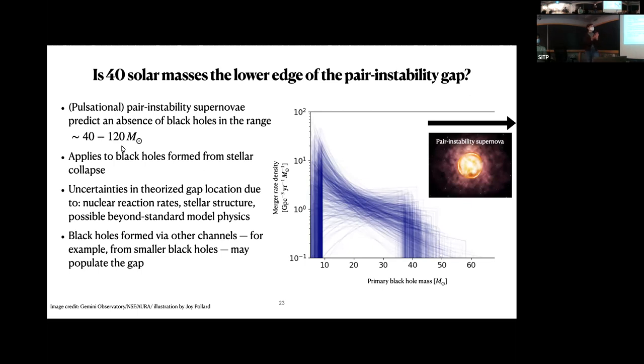And then also importantly, if you have black holes formed from other channels, they might populate the gap. So we already know from the very first detection of gravitational waves, we had a 30 solar mass black hole merge with another 30 solar mass black hole and form a 60 solar mass black hole. That black hole is in the mass gap, that 60 solar mass black hole. Then the question is, can that black hole go on to merge again?